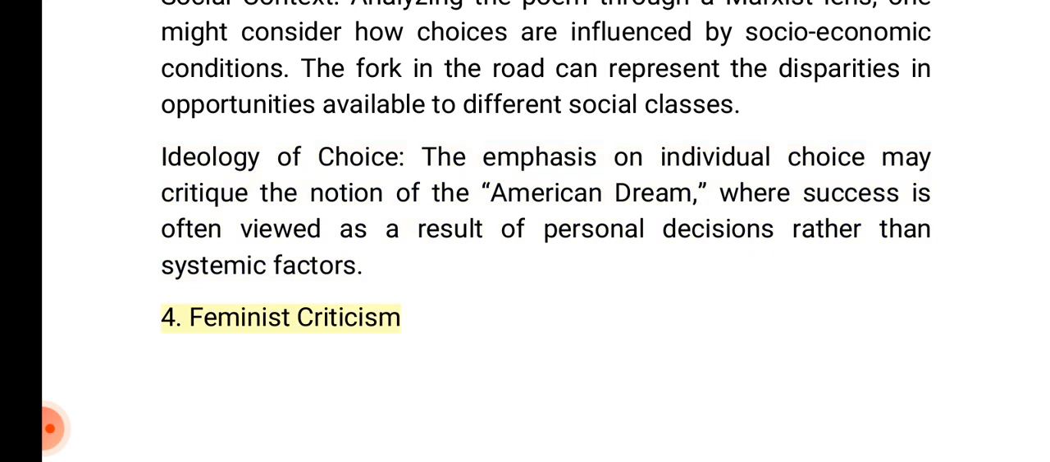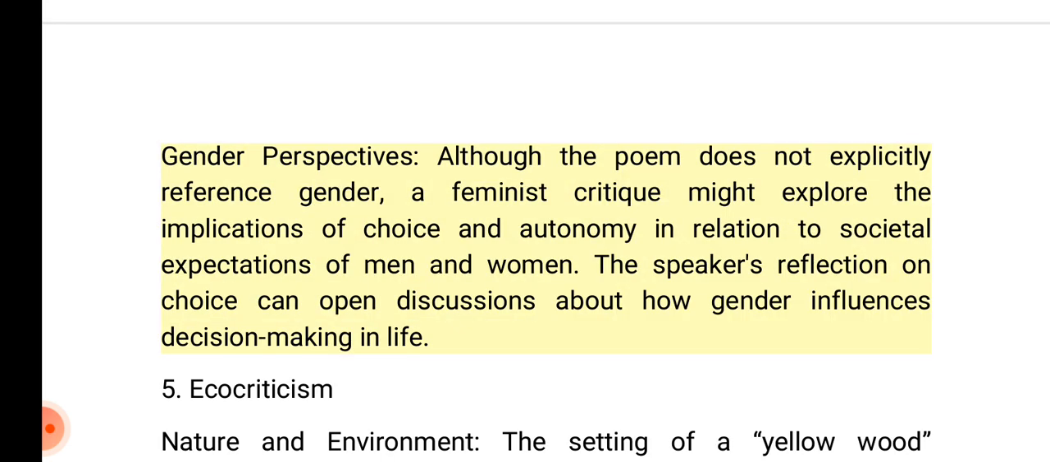4. Feminist criticism. Gender perspectives. Although the poem does not explicitly reference gender, a feminist critique might explore the implications of choice and autonomy in relation to societal expectations of men and women. The speaker's reflection on choice can open discussions about how gender influences decision-making in life.